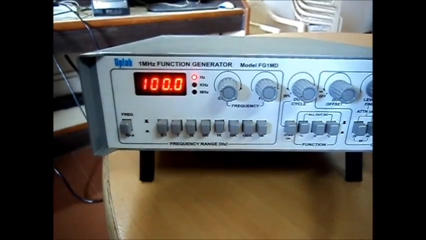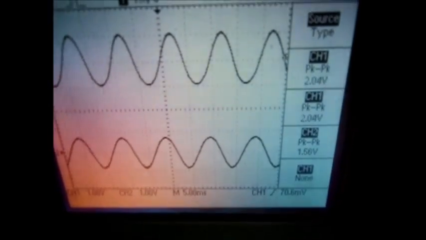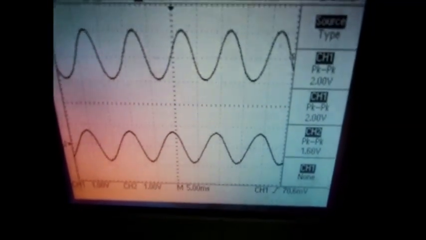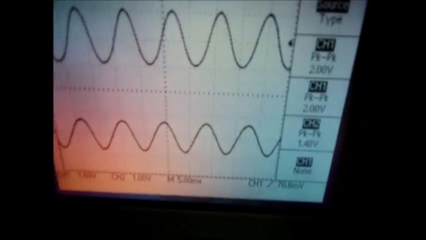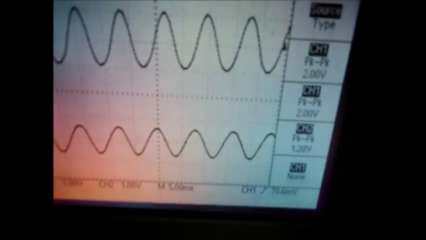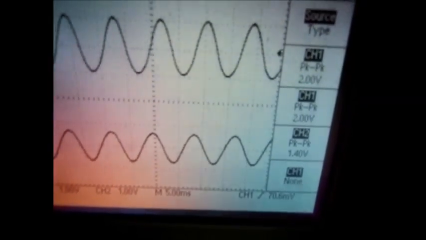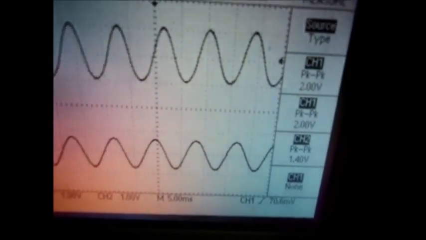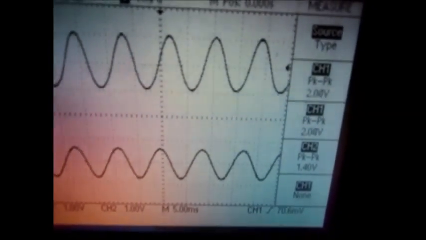Initially, the function generator is set to 100 Hz. The output voltage at this frequency is equal to 1.56 volts. Now, as the frequency goes on increasing, the output voltage goes on decreasing. At a frequency of 113 Hz, we find that the output voltage is 1.4 volts, which is 0.707 times the input voltage. This implies that a frequency of 113 Hz is the cutoff frequency for this filter.